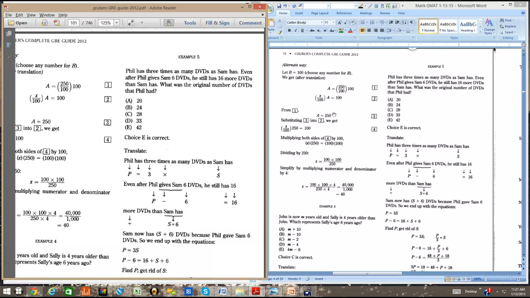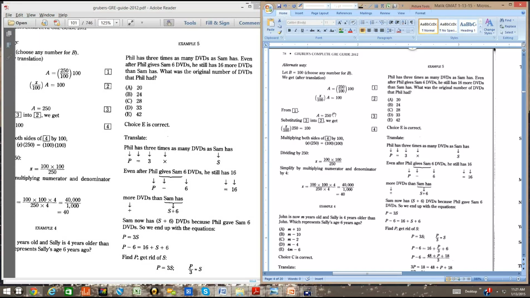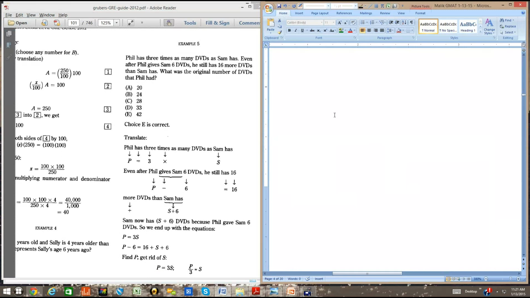Okay. Example 5. Phil has 3 times as many DVDs as Sam. So Phil has 3 times S. You're going to have 3x and x here, right? Phil and Sam, right? That's before. So don't create an additional variable unless you have to. You see a relationship, just plug it in like this.